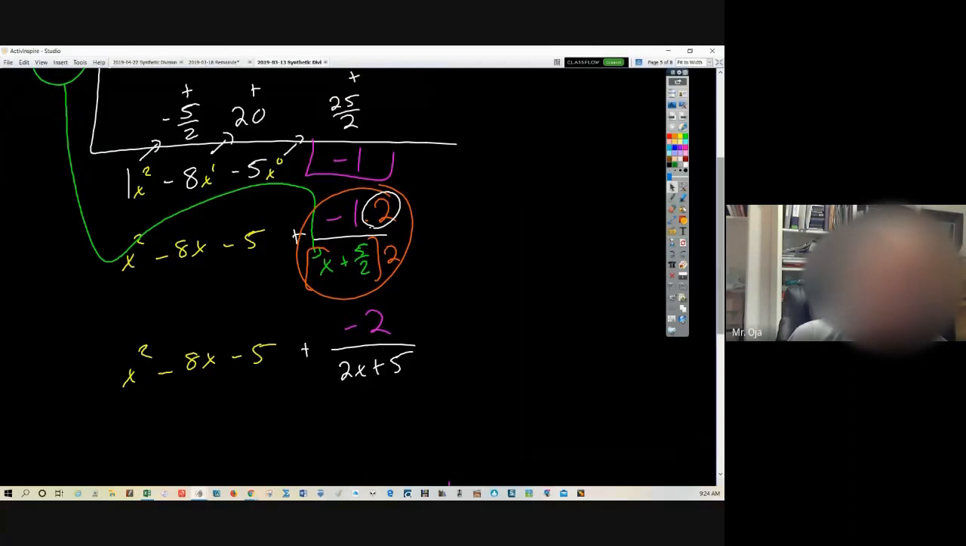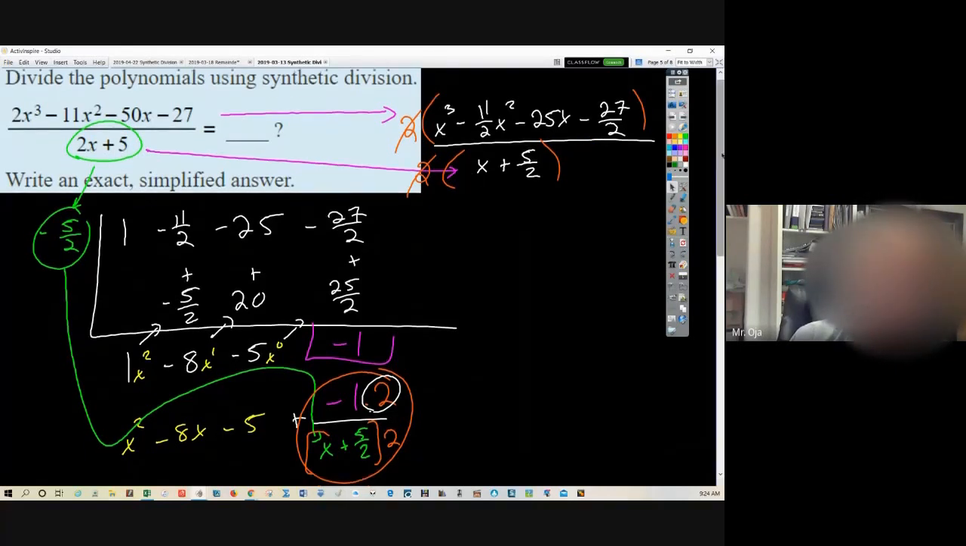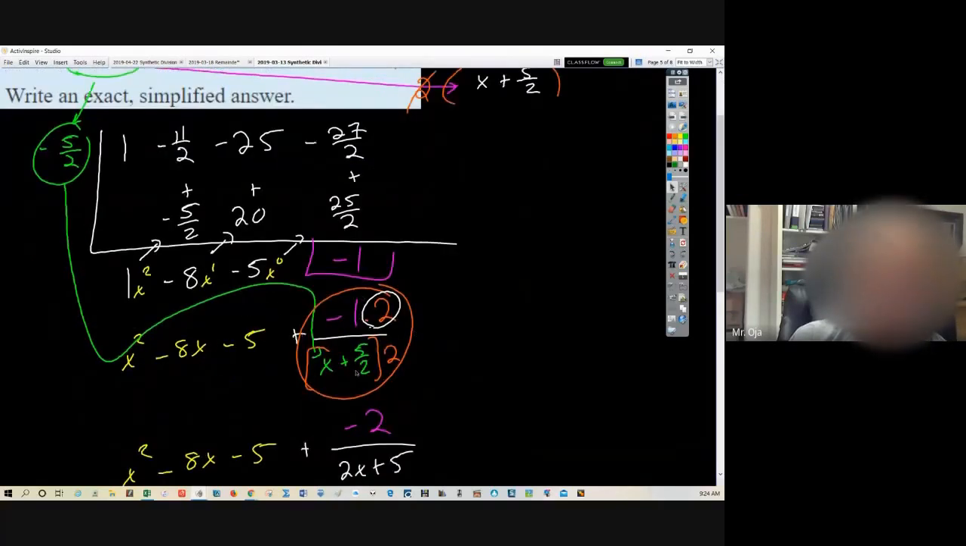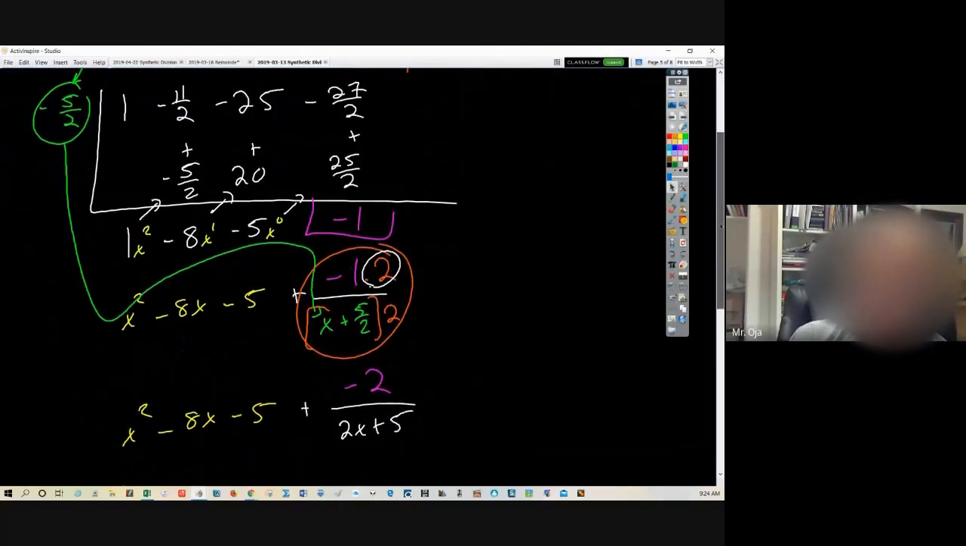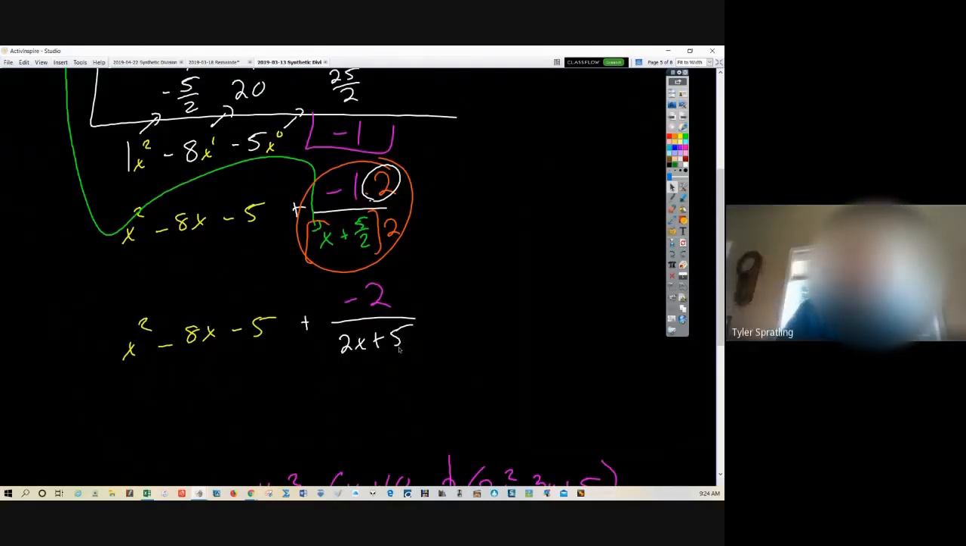Really, that last step is always going to be this way. You notice what we did? We just undid the first step we did up here. We divided out the 2's at the beginning. Now we're distributing that 2 to the denominator and the numerator in this last term. So I end up with negative 2 divided by 2x plus 5. Does that make sense? Yeah, that makes a little bit more sense.